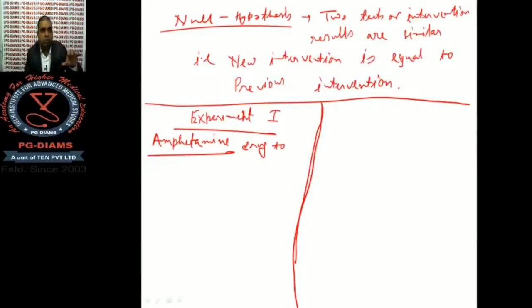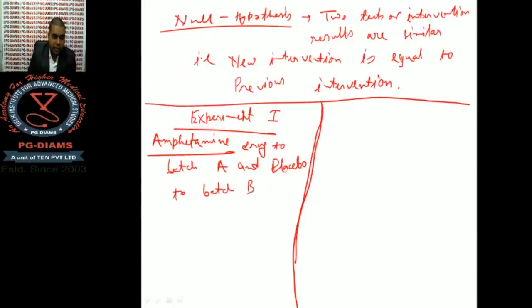And I give the amphetamine drug to your batch preparing for a PG entrance examination, to one batch, batch A, and placebo, or you can say Bicasul tablet, to batch B. Bicasul is not a placebo. Bicasul contains multivitamin. Suppose I give just a simple sugar coated tablet which has no effect, then that is placebo. Amphetamine drug to batch A and placebo to batch B for 6 months. Okay? To know whether their performance improved by taking the amphetamine tablet or not.